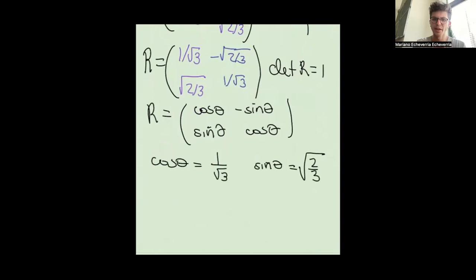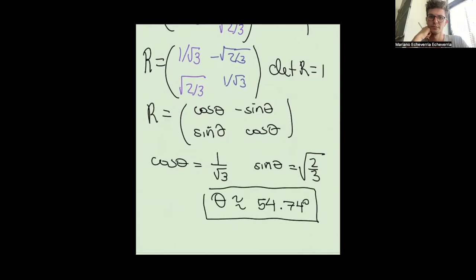This is not a special angle, and on the exam I'll probably give you values that come from a special angle, like 30, 60 or 45, so that you can find the angle explicitly. But since this is just a random example, I don't care too much about that. If you use a calculator, this angle of rotation would be 54.74 degrees. It's an approximate number, not quite that. That's the first important step: we already found the matrix R.